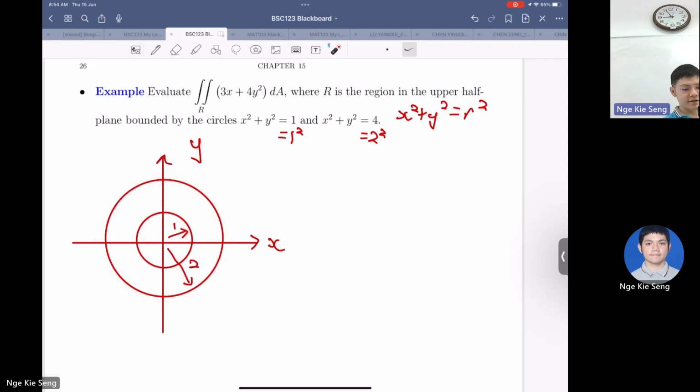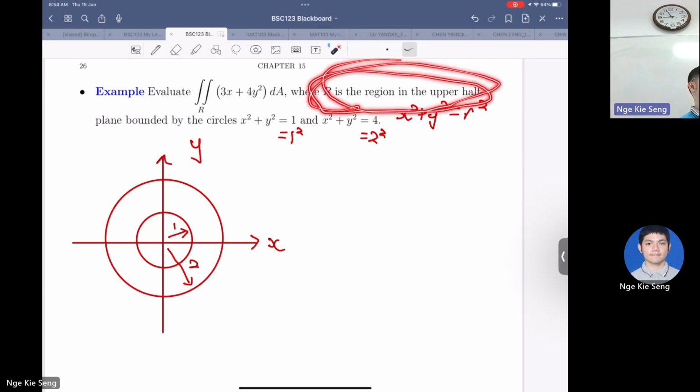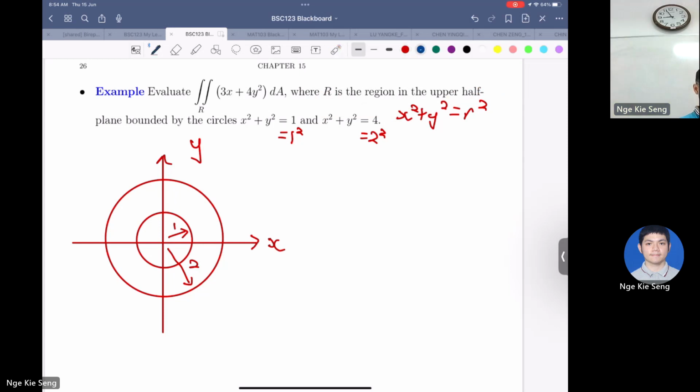So where's R here? R is the region in the upper half plane bounded by these two circles. So where's R? Region R. So it's the stripe, the half donut. This is a flat donut. So it's this part here.